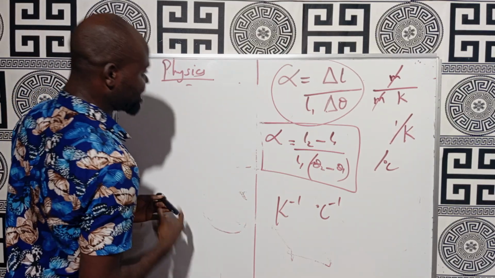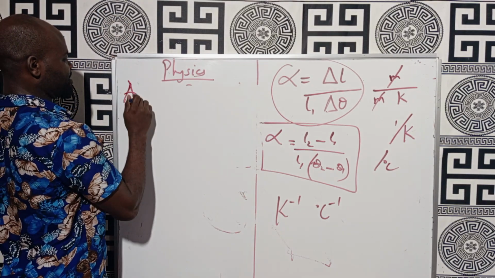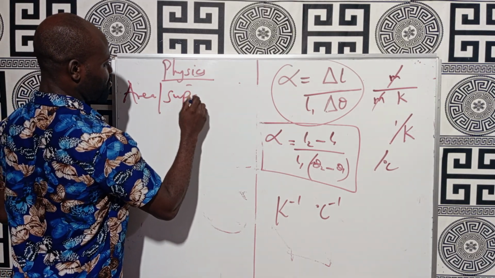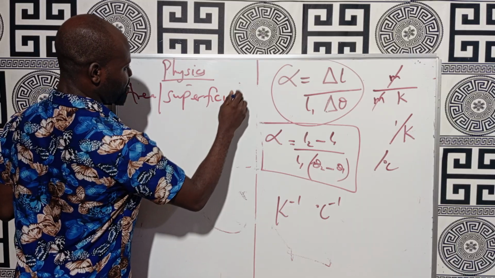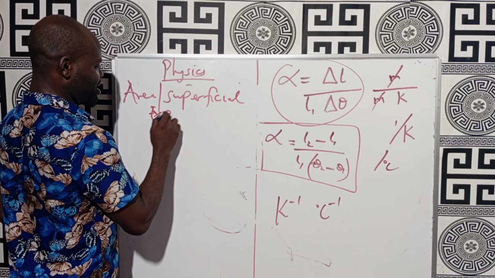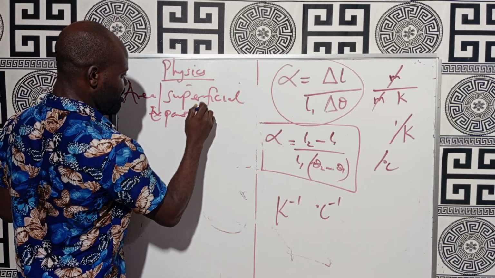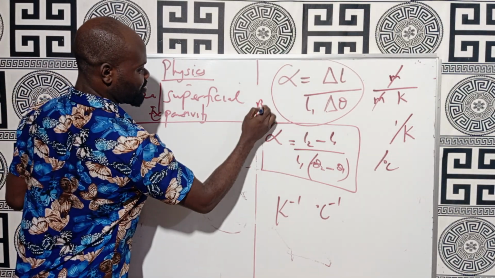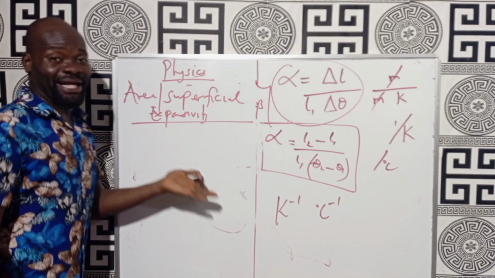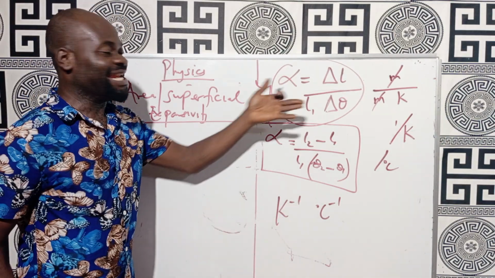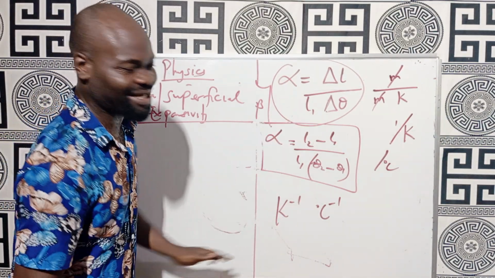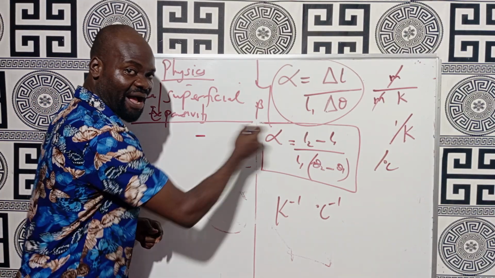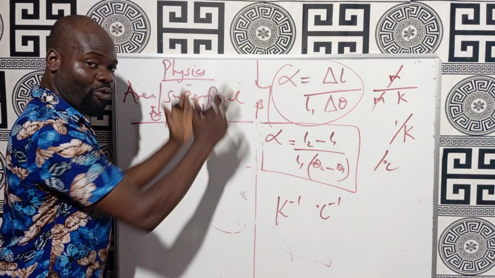Now let's go to area expansivity. Some call it area expansivity or superficial expansivity, so it can be either one. That's beta. It follows the same pattern as linear expansivity. So I said linear expansivity deals with how something becomes longer, while area expansivity deals with how wide it becomes.